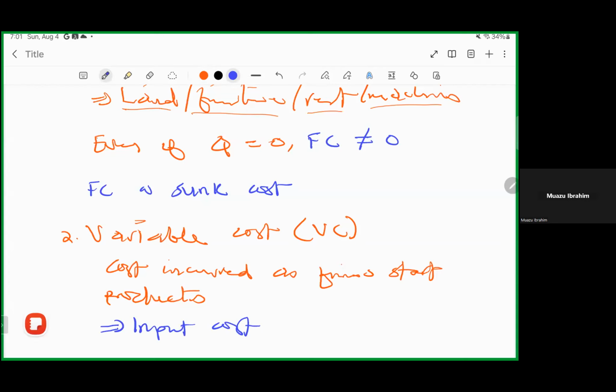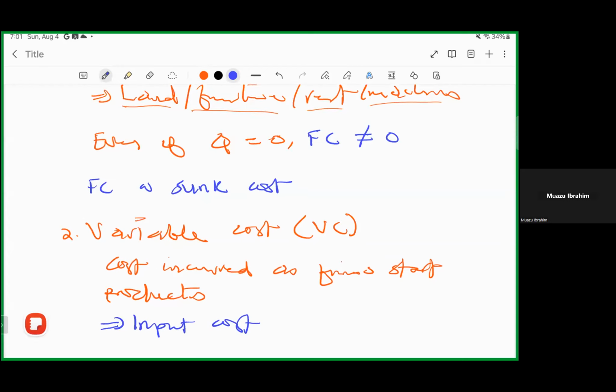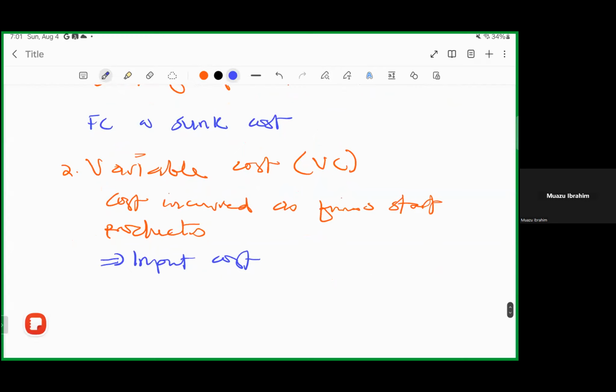You don't incur input cost. Even if you have spent some money to buy the input, if you don't produce, you don't use that particular input. So if output is zero, variable cost will also be zero, because variable cost varies with output.